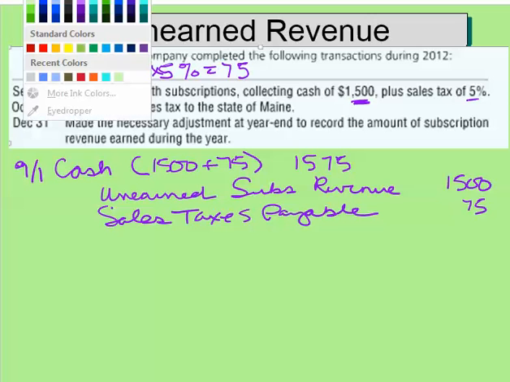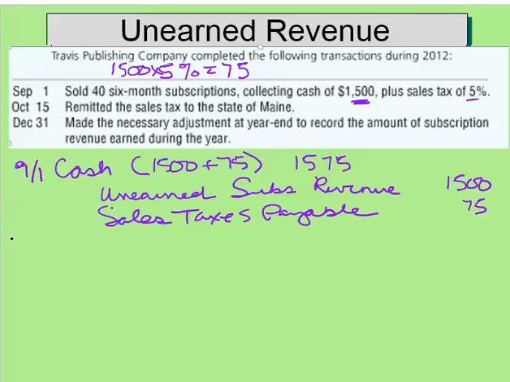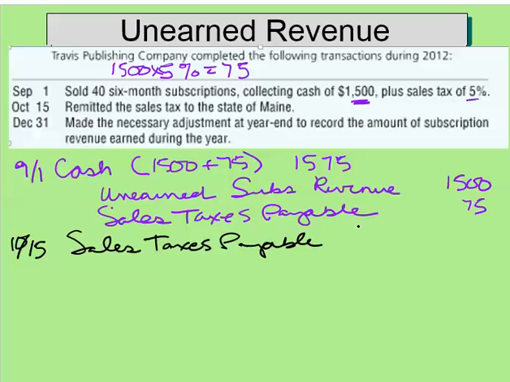Okay, then let's go ahead here on the 15th and we'll remit the sales taxes back to the state. So that will be a debit to sales taxes payable for $75. The reason is it was a credit when we collected the money that increased our liability. By debiting it, we're going to decrease the liability by the same amount, $75. So we're going to get rid of that off of our books, and then we'll credit cash here for $75. That's also going to decrease our cash account.